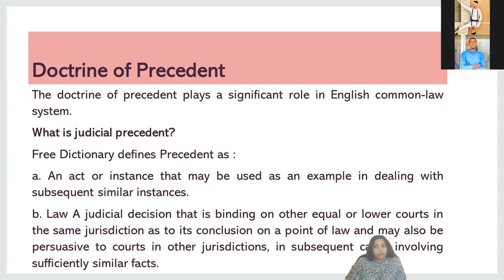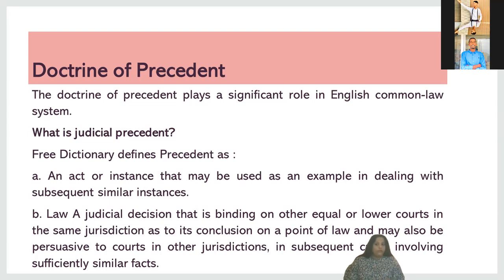So what is judicial precedent? Judicial precedent, simply speaking, is the judgments laid down by the higher courts, which are used by the lower courts. The doctrine of precedent plays a very important role in the English common law system. The Free Dictionary defines precedent as an act or instance that may be used as an example in dealing with subsequent similar instances. What is important here is that when precedents are used, they have to be used when you take examples of previous cases, in similar circumstances, not in different circumstances.